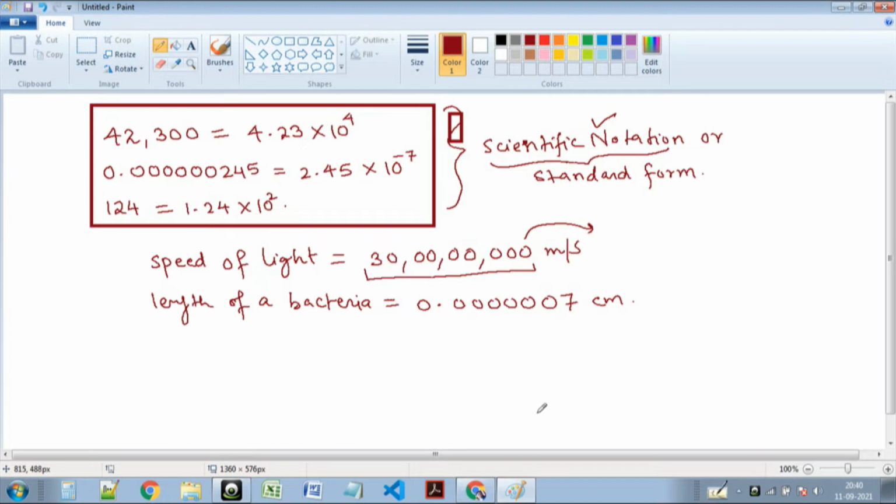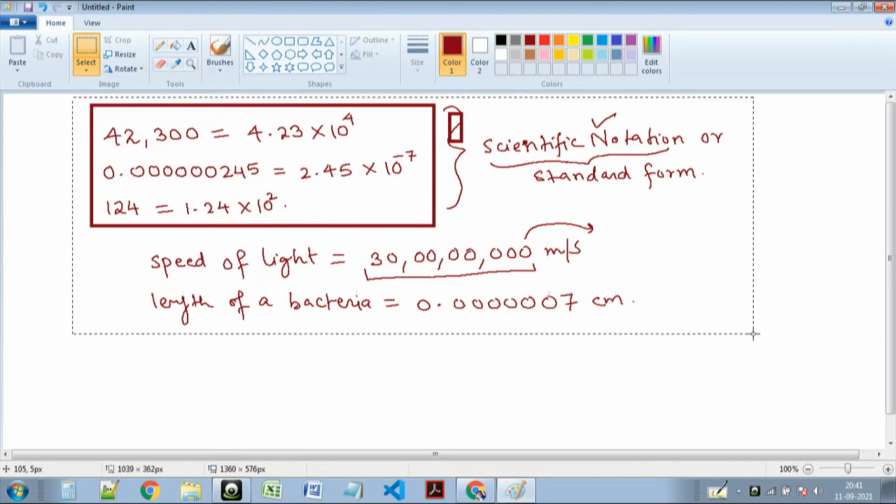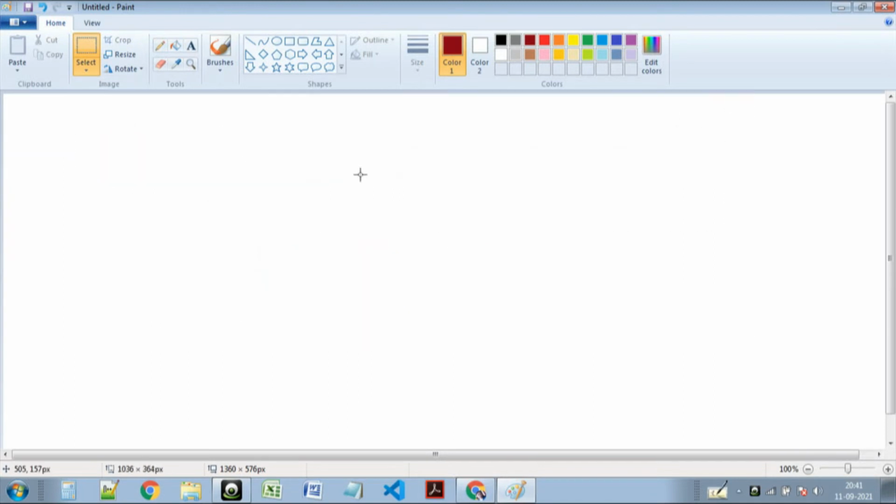Any number can be converted into scientific notation. So let's understand how we can do that. Let me make some space. Okay, so let me take the example of the speed of light. We know that it is 30,000,000. For a very big number, how do we convert it into the standard form or scientific notation?